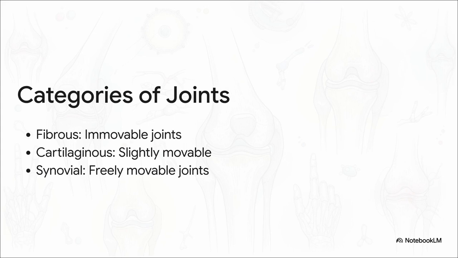At the very top, we have joints locked incredibly tight with fibrous tissue. These are totally immovable, fixed joints, like the sutures holding your skull together. Then in the middle, we have cartilaginous joints. These are only slightly movable. They use these little pads of fibrocartilage that allow for just a tiny bit of compression, like the discs between your vertebrae. And finally, at the bottom, we have the really fun ones, the freely moving synovial joints. Think of your hip or your shoulder. These give us that massive dynamic range of movement.